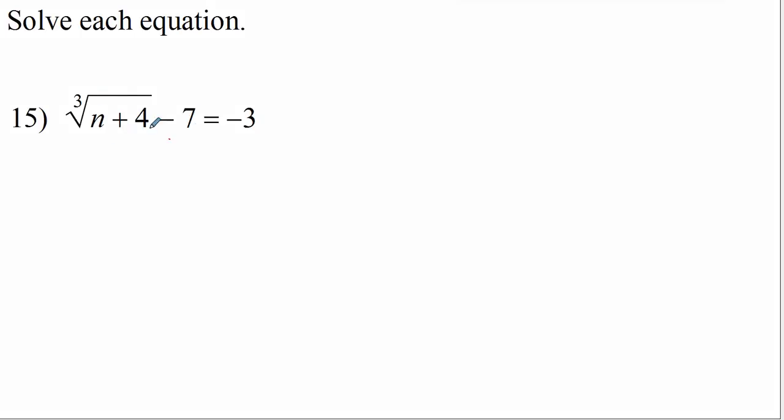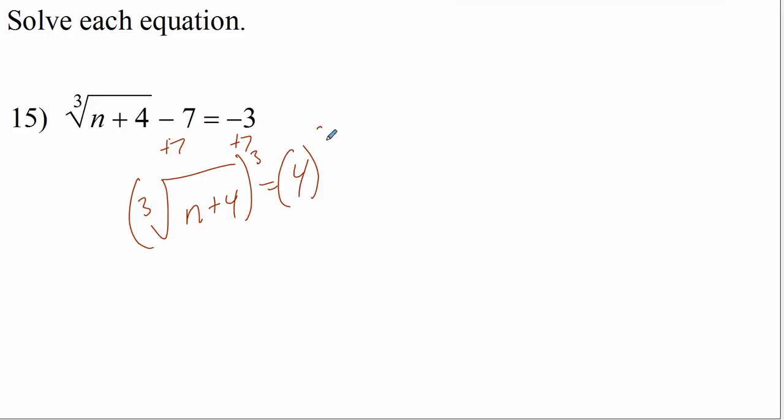All right, let's go on to 15 here. First, again, I want to isolate the root. I got to add 7 to both sides. That's a given, right? So the third root of n plus 4 equals 4. The second step was I have to raise it to the index. Well, what's the index on this one? The 3, so I got to raise them to the third power.